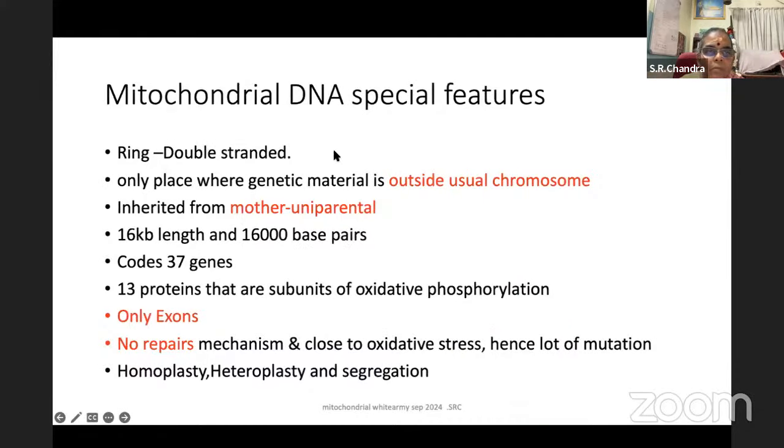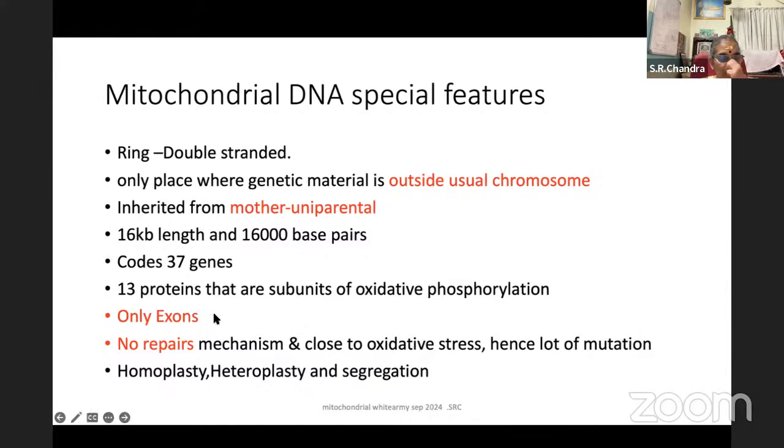So we saw it is a double-stranded one, and the only place where genetic material is outside the usual chromosome, inherited through the mother. It has 16 kilobase length, 16,000 base pairs, and codes 37 genes and 13 proteins that are subunits of oxidative phosphorylation, and it has only exons.